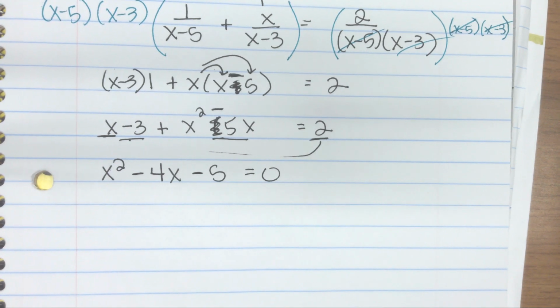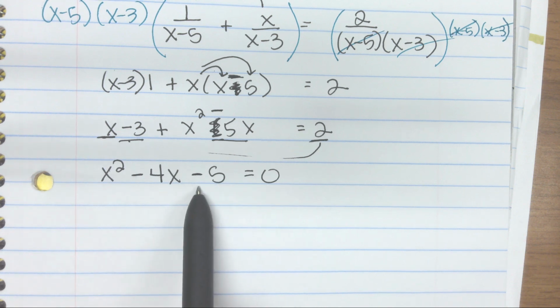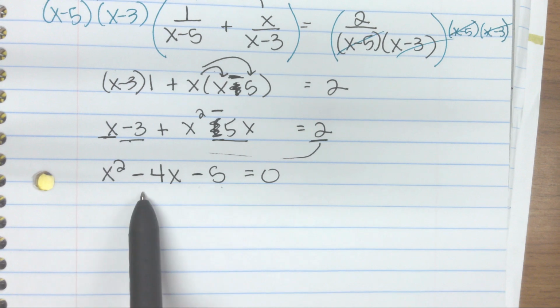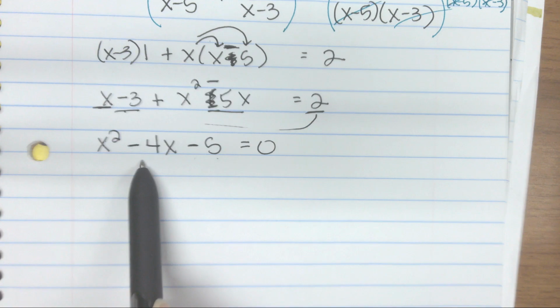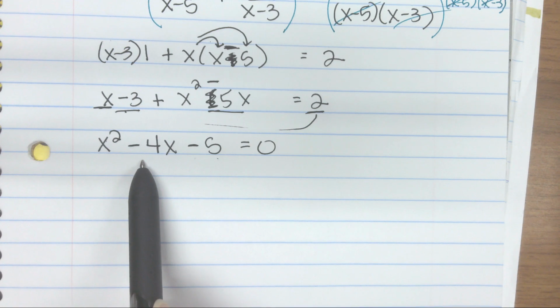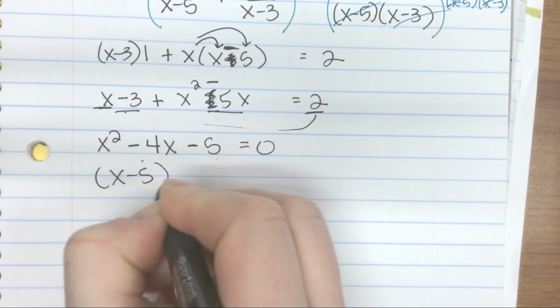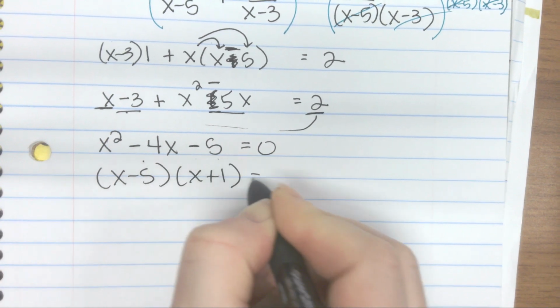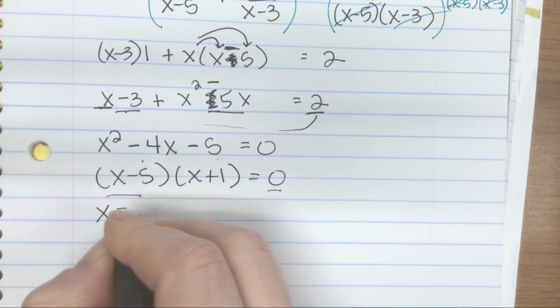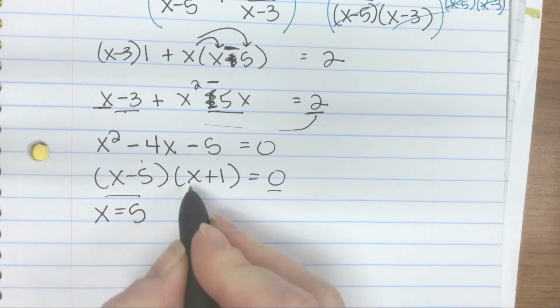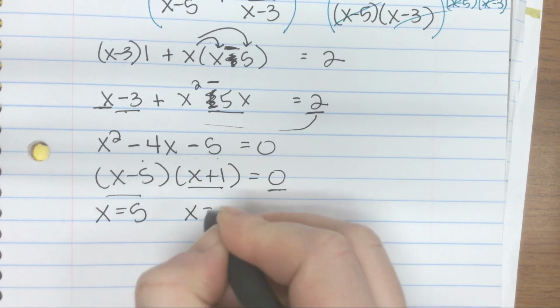So options for solving, once again, like I said, you can solve using the quadratic formula. Go ahead and do that if you want. Like I said, everything I give you today is factorable. So is there anything that multiplies to be negative 5, adds up to be negative 4? Negative 5, positive 1. If I set this equal to 0, the answer to that is x equals 5. If I set this equal to 0, the answer to that is x equals negative 1.